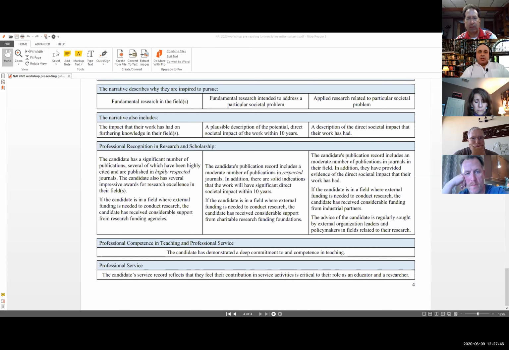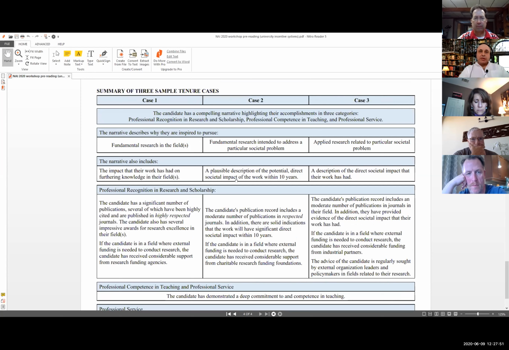So basically, the core of this exercise, there's these 3 sample tenure cases, which you can see up there. And the idea behind them is that this first case is what you would consider the prototypical tenure case where the person makes a fundamental research advance. It's the classic research. The impact of their work on the field is in the narrative, and then the candidate has a significant number of publications, and some of them are highly cited in highly respected journals, all the classic markers.